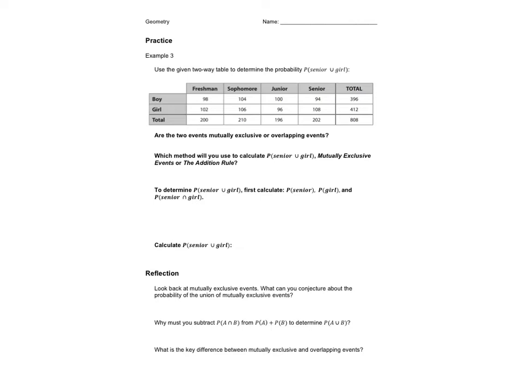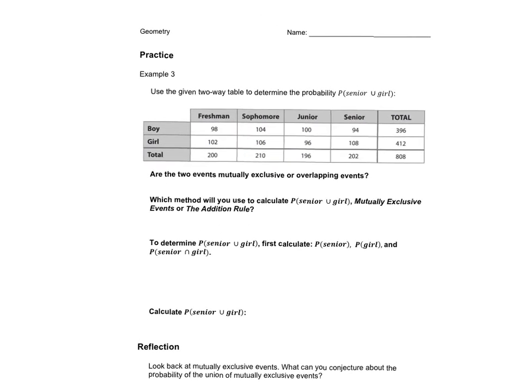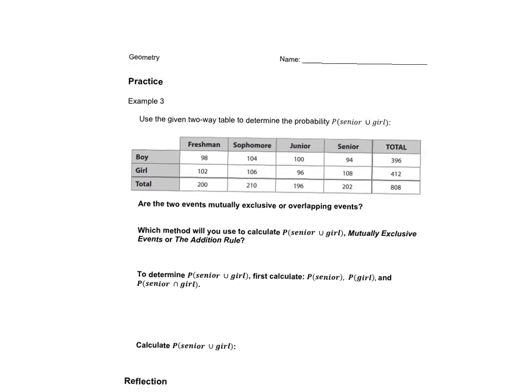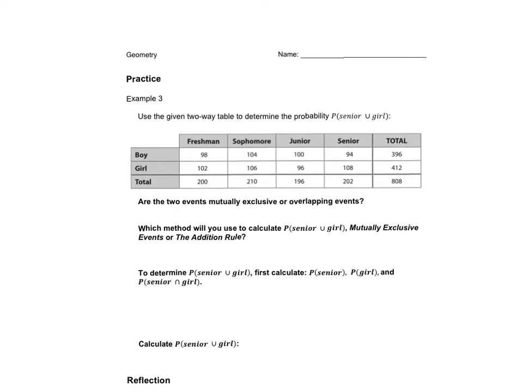So here we go. It says, use the given two-way table to determine the probability of senior or girl, senior union girl. First question, are the two events mutually exclusive or overlapping? Well, the question you have to consider is are there girls who are seniors? For sure. So they're going to be overlapping events. There's going to be some overlap between seniors and girls.